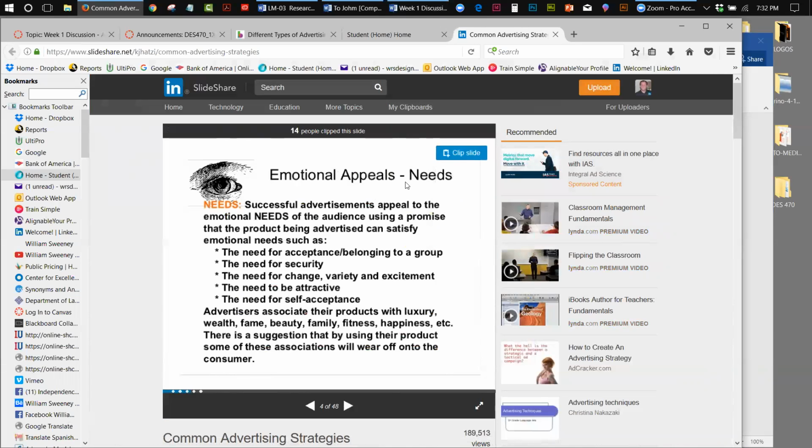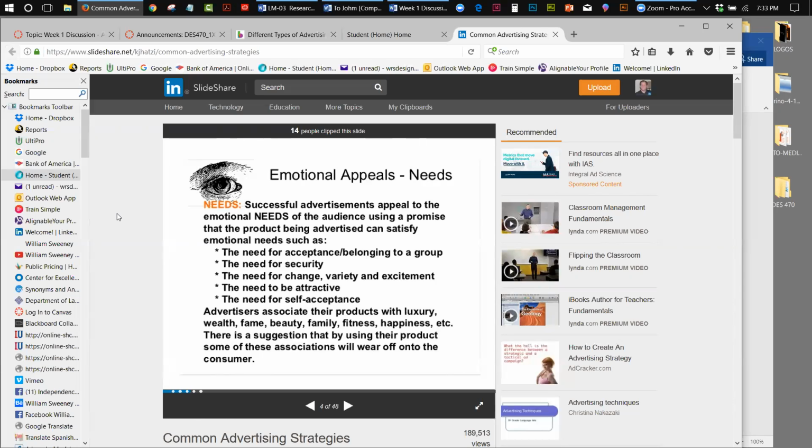Emotional needs or emotional appeals. Successful advertisements appeal to the emotional needs of the audience using a promise that the product being advertised can satisfy an emotional need, such as the need for acceptance, belonging to the group, the need for security, the need for change, variety and excitement, the need to be attractive, the need for self-discipline. What you have to understand here is that these are not beat-you-over-the-head appeals. I mean, they don't just come right into your face like somebody squishing a pie in your face. These are subtle. They're subtly applied, but they're there and they're being used.